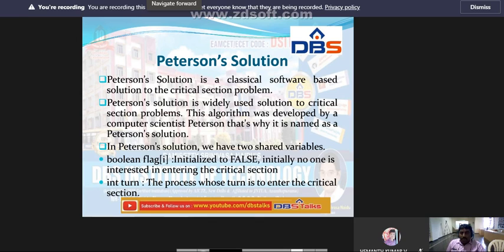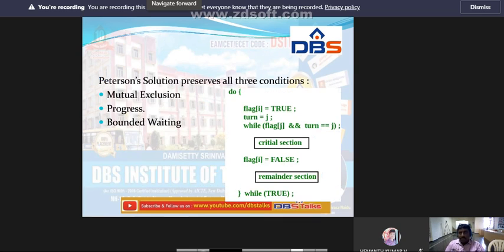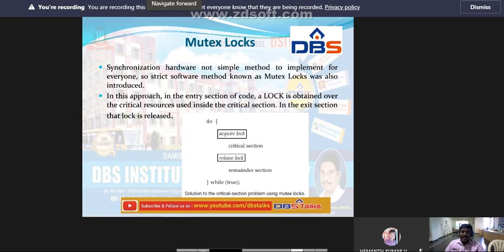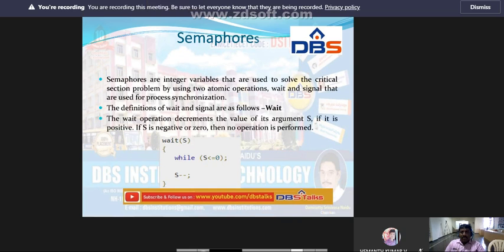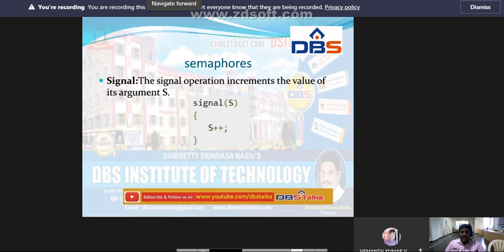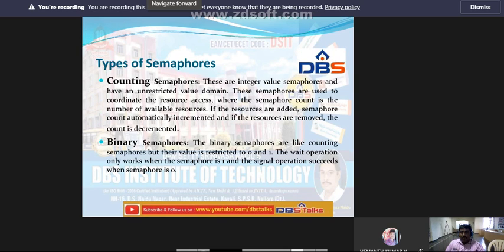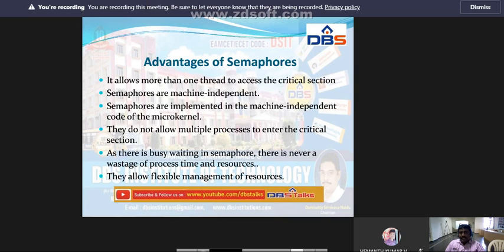Next is how we solve the critical section problem using Peterson's solution, by using two shared variables. Next is synchronization hardware. Next is the mutex lock, acquiring the lock and releasing the lock. Next is the semaphore. Here we majorly use two operations, wait and signal. Next, what is wait and what is signal. Then the properties of a semaphore, types of semaphores, and advantages of semaphores.